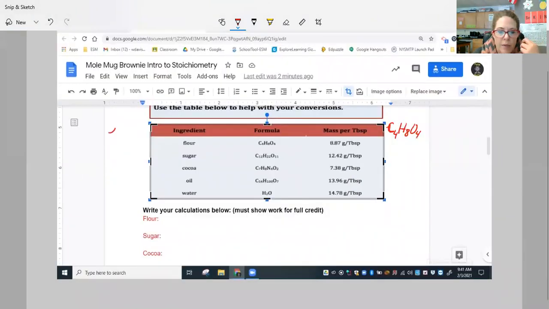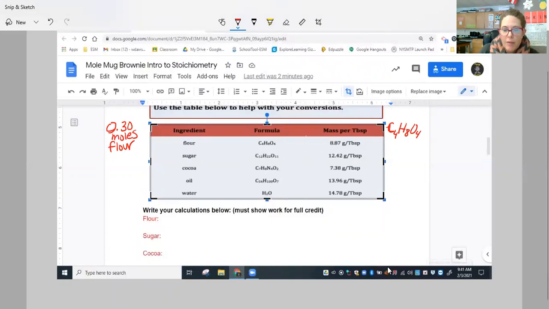So in my recipe, I think I'm going to have to switch screens. My recipe calls for 0.3 moles of flour. And this is my recipe.